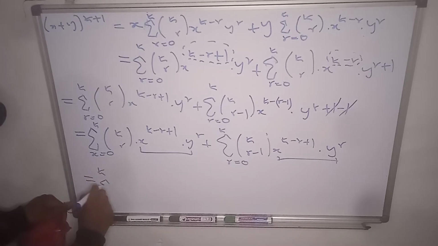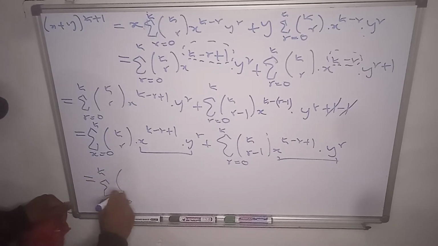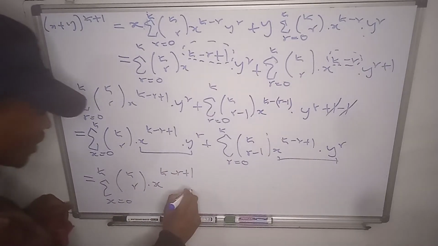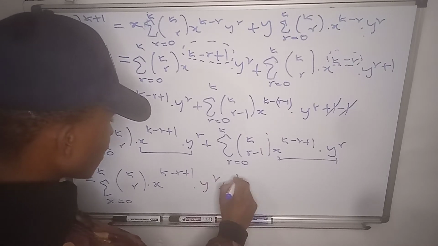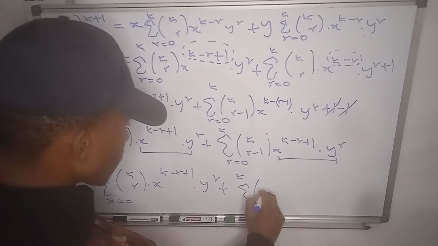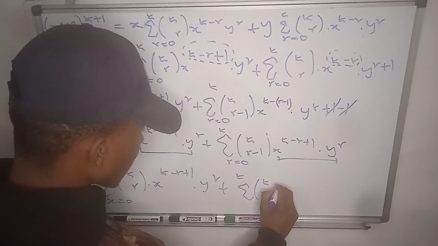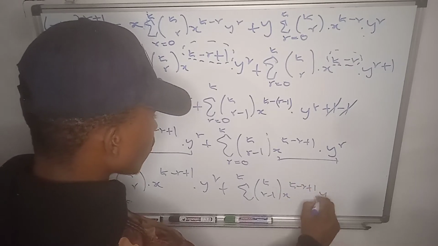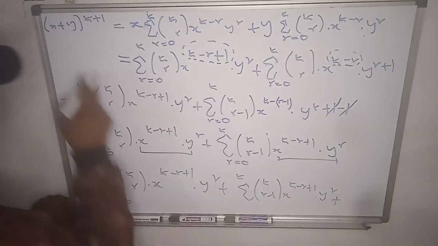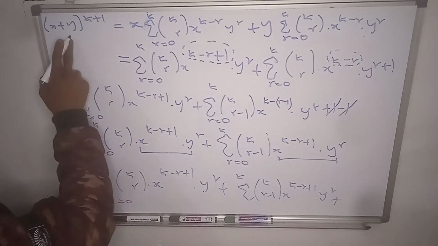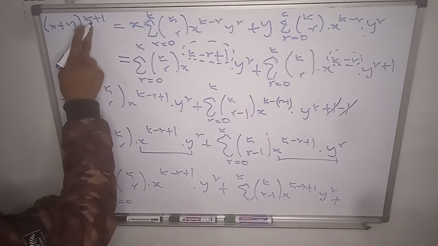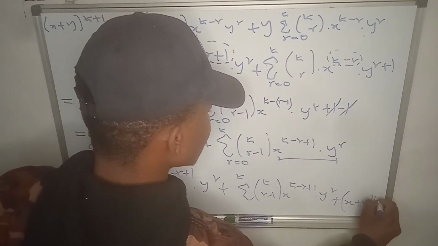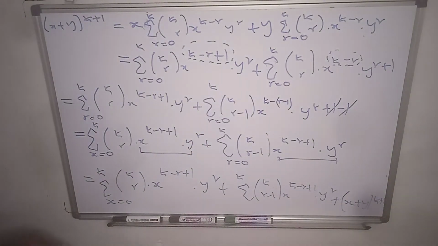We are going to say k, the summation of r equals 0, k combination r multiplied by x^(k-r+1) times y^r, plus k, the summation of k combination r minus 1. I'm just rewriting the whole thing: x^(k-r+1) times y^r, plus we are going to add this term here because we want to prove that each and every term is going to have the power of k plus 1. So it's going to be (x plus y)^(k+1). I've added that term there.